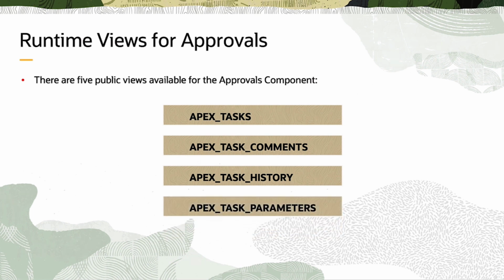APEX_TASK_PARAMETERS for the parameters defined for a task instance along with the computed runtime values in string format. APEX_TASK_PARTICIPANTS for the list of participants on each task instance. Note that this list can differ from the list in the task definition due to the business administrators inviting new participants.